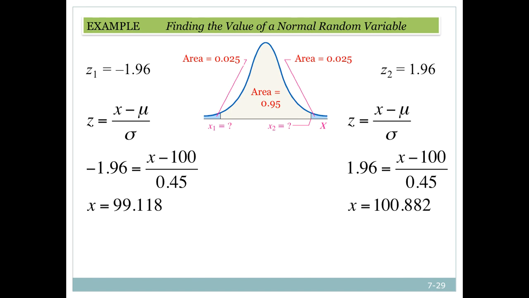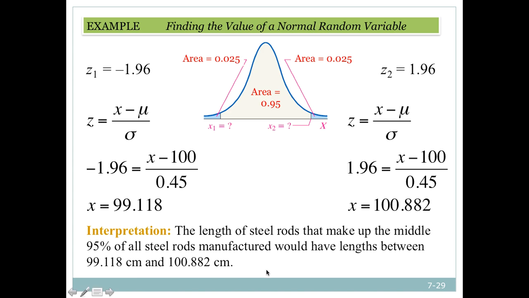So if you worked through this side as well, you should get a value of 100.882. One thing that I want to point out is that these two values of x, if you average them, you should get the value of the mean, which was 100. They should be both the exact same distance from 100 because our distribution is symmetric. So the length of steel rods that make up the middle 95% would have lengths between 99.118 centimeters and 100.882 centimeters.